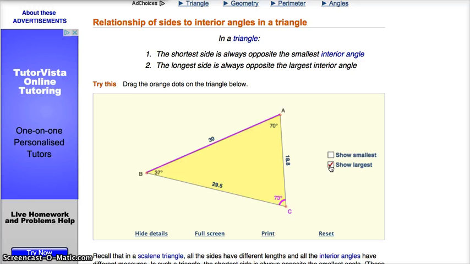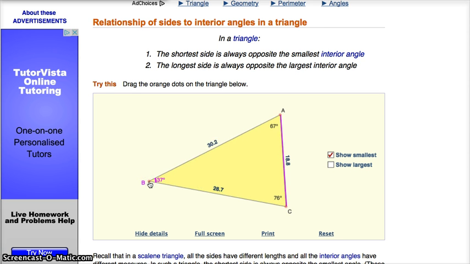So we have an angle of 37, that's the smallest, an angle of 70, that's the middle, and an angle of 73. Notice the side lengths. The side lengths are 18, so the smallest angle, shortest side. The in-between was 70, 29.5. And then the longest side and the largest angle are across from each other. So we're looking diagonally. What's nice about this animation, and it's on my website, is that you can click it to show the smallest angle.